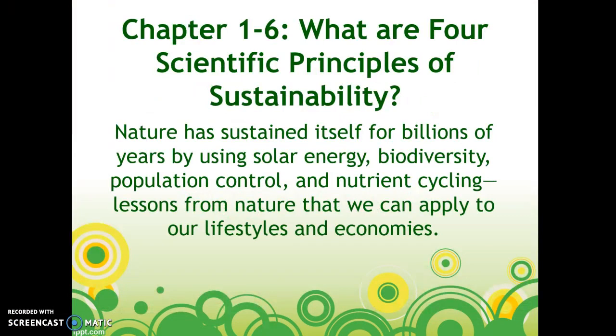So, Chapter 1.6 looks at the 4 scientific principles of sustainability. We know that nature has sustained itself for billions of years by using solar energy, biodiversity, population control, and nutrient cycling. So we as humans can take lessons from nature to apply it to fix our currently unsustainable lifestyles and economies.